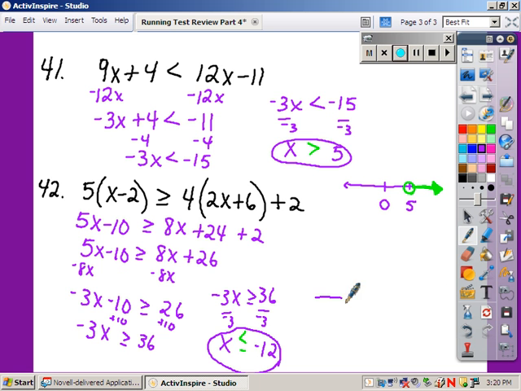And on a number line, I put 0 here, negative 12 here. It's an equal to symbol, so I want a closed circle. And less than, the arrow points to the left, means I shade to the left. And if I think about it, numbers that are less than or equal to negative 12, negative 100 would be out here somewhere. It means I want to shade this way.